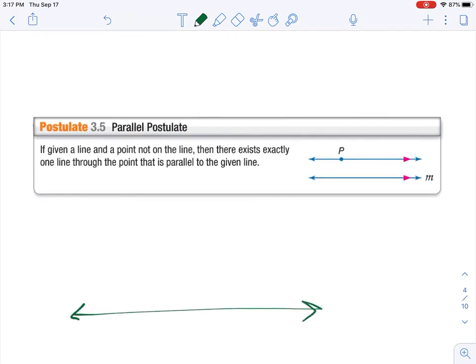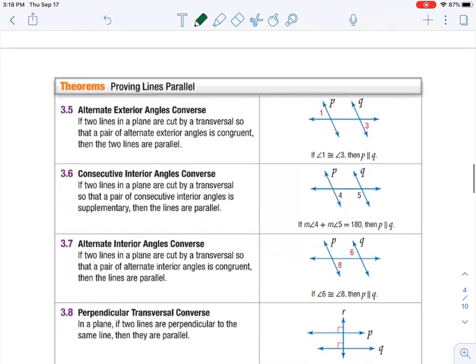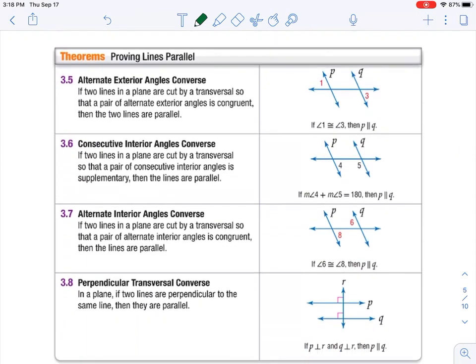We also have a parallel postulate. If we're given a line and a point not on the line, there is only one line through that point that is parallel to our given line. You can't draw any other line parallel to it, there's just one. And we have our other 4 proving lines parallel ideas.